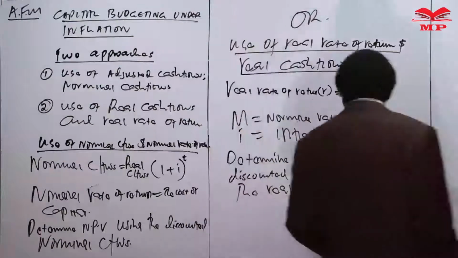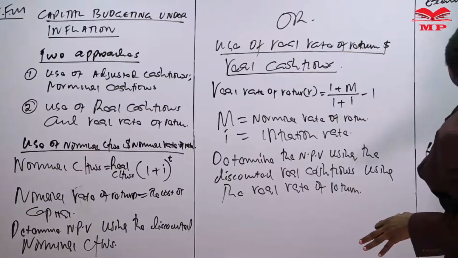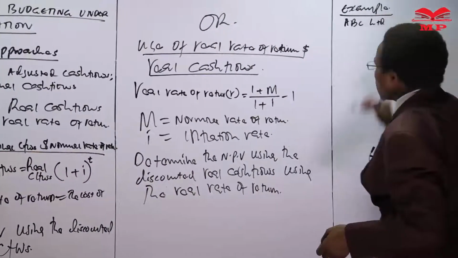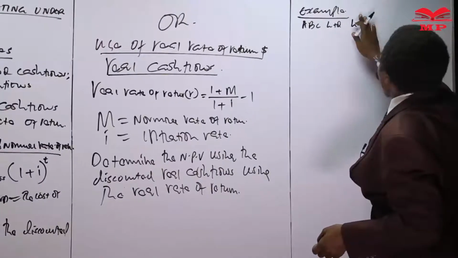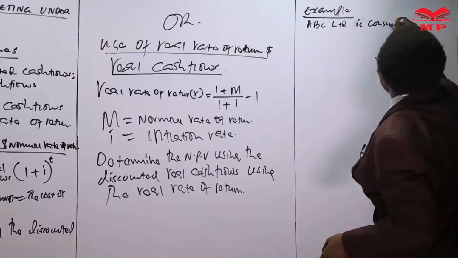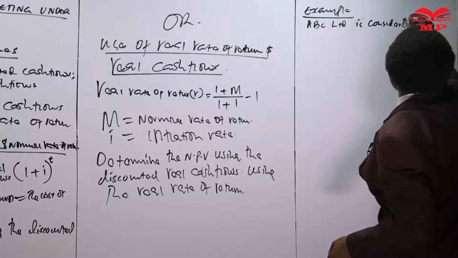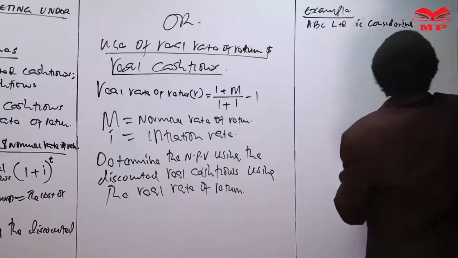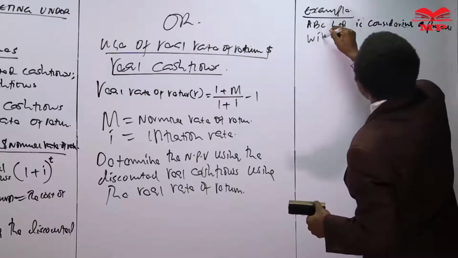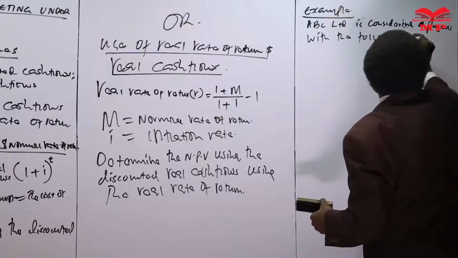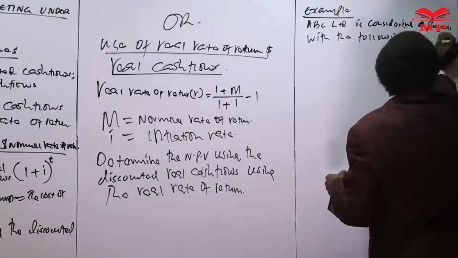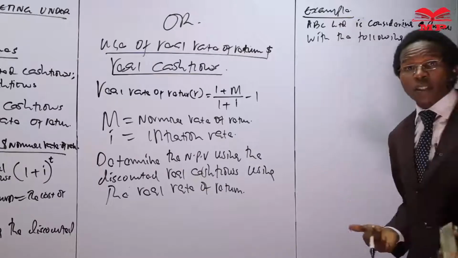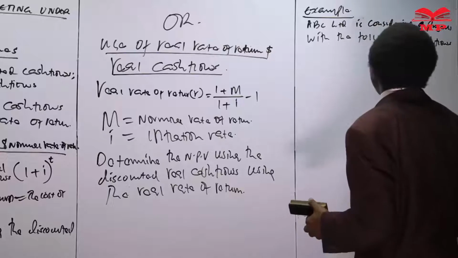Now, we want to have two examples, one basic example just to bring in that fact. Let's say we do an example. We say that ABC Limited is considering a project with the following cash flows. Remember, this is just a question we are creating here, a simple example that will easily bring the point home.